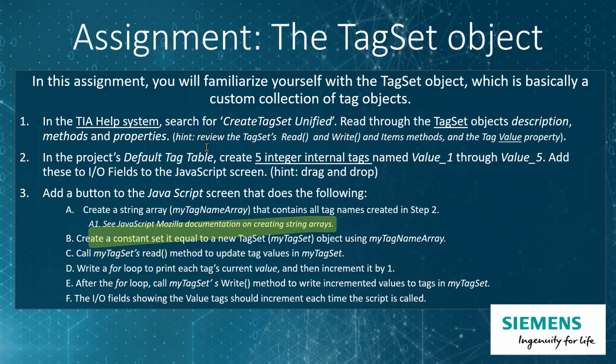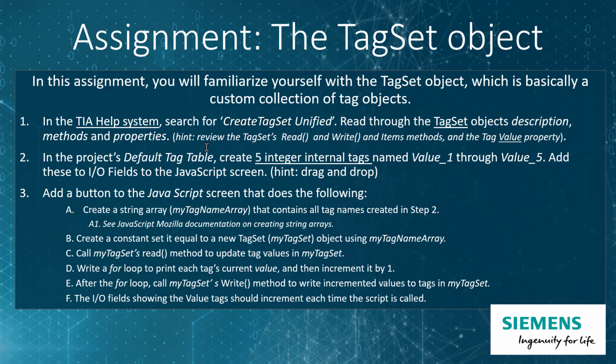If you're unfamiliar with arrays, go to your JavaScript Mozilla documentation and learn how to create a string array variable or constant. After you've created your string array, create a new tag set by creating a constant and setting it equal to a new tag set object using myTagNameArray as the initializer. You're going to be using the createTagSet method. Then call myTagSet's read method to update the tag value properties.